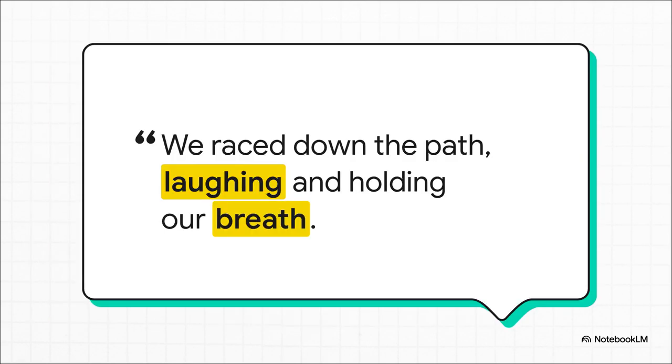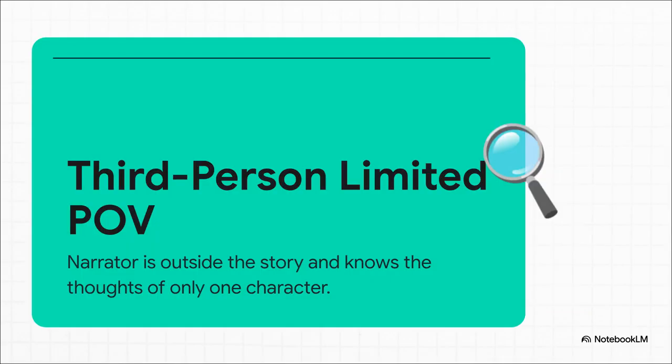And to make sure the concept sticks, there's a quick little quiz. So you get a sentence like this: we race down the path. That little word, we, it's the dead giveaway. It tells you instantly that the narrator is part of the story. That's classic first person. Next, the lesson moves on to third person limited.